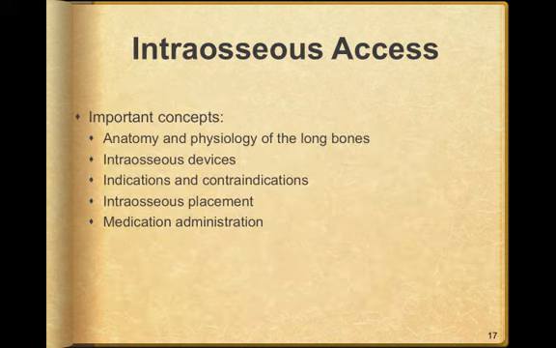Intraosseous access, and this is also going to be a psychomotor skill. Important concepts on this: anatomy and physiology of the long bones. Please be sure and keep your appropriate locations where the IOs go. The various types of intraosseous devices. The types that we have readily available in EMS are the big one, which is the bone injection gun, the EZ-IO, and a Rashidi pediatric needle.